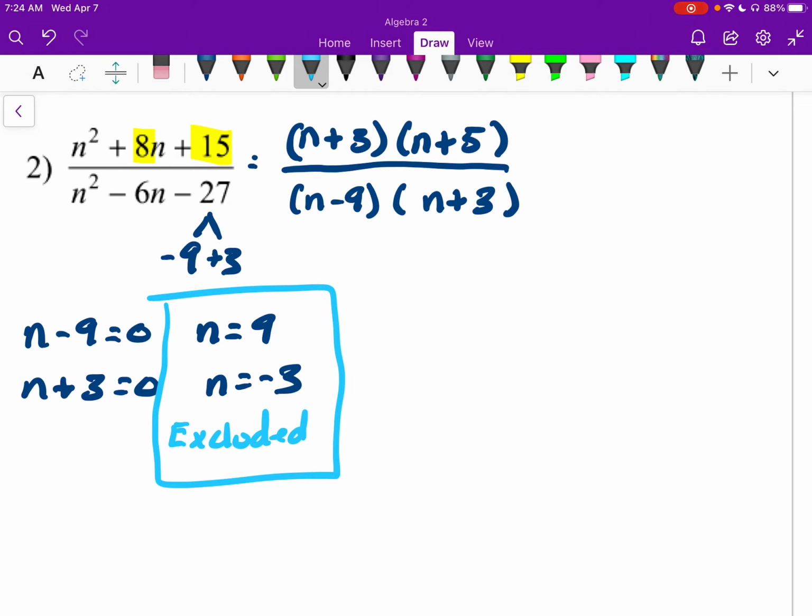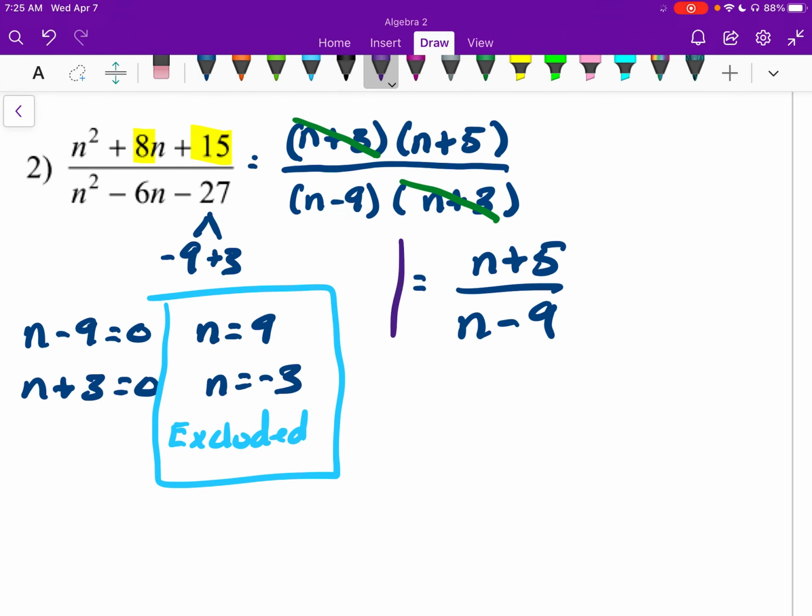Now we can go back to our original. We can cancel some things out. We have an n plus 3 on top and bottom. And we end up having a final answer of n plus 5 over n minus 9. And that's it. That's our answer.